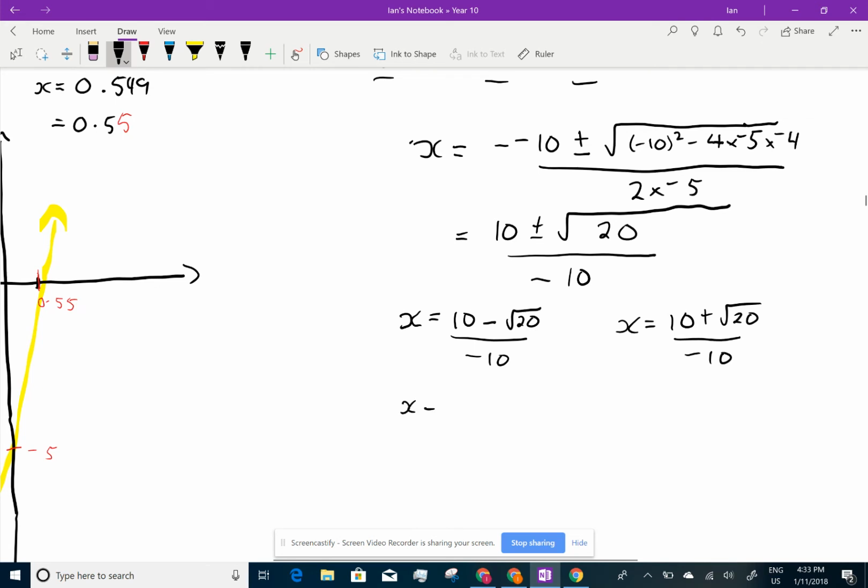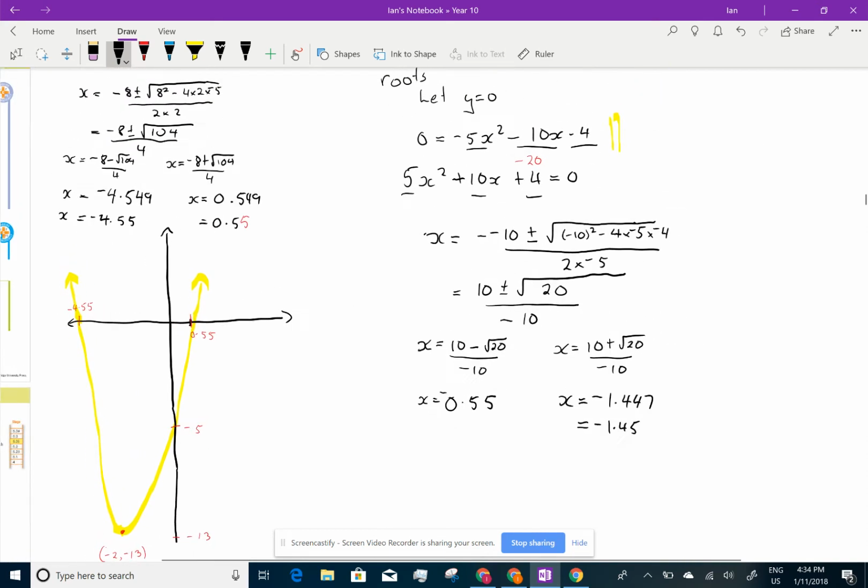So I get x equals, and I'm going to put this in the calculator now. So set a fraction, 10 minus root 20 over negative 10. And I get negative 0.55. And over here, if I just scroll back and change that negative to a plus, which is what I'm doing, I get negative 1.447, which gives me negative 1.45. All right, so now I have all the information I need to draw this.